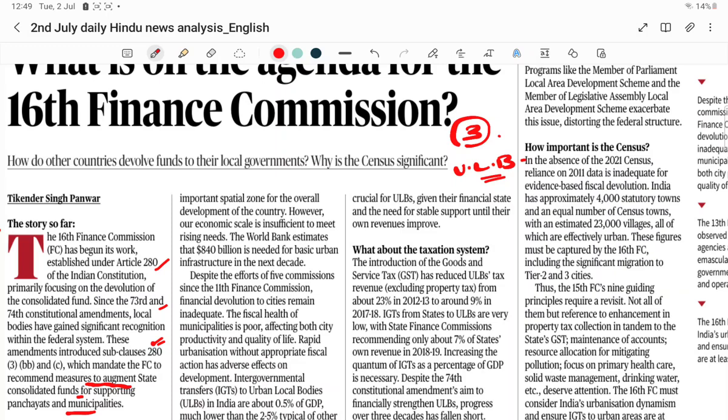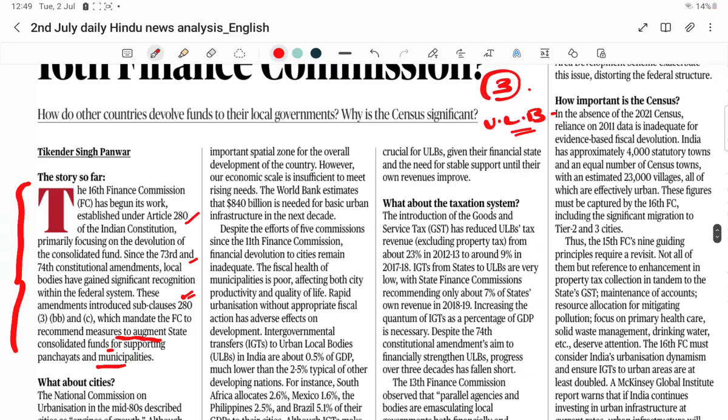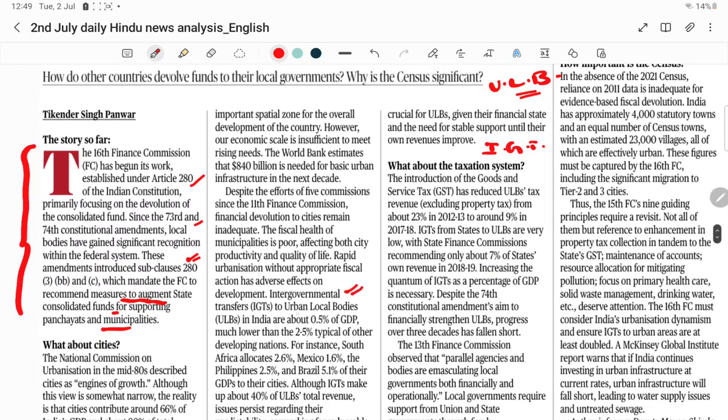But on the other side, if you see the resources that are being provided for the development of cities, that means to the urban local bodies, it is very less. This is the author's concern. He is saying that the intergovernmental transfers, something called IGT, that means the transfers that it is getting from the central as well as state government, are very low. It is only about 0.5% of GDP. IGT means intergovernmental transfers. Intergovernmental transfers to the urban local bodies are just 0.5% of GDP.